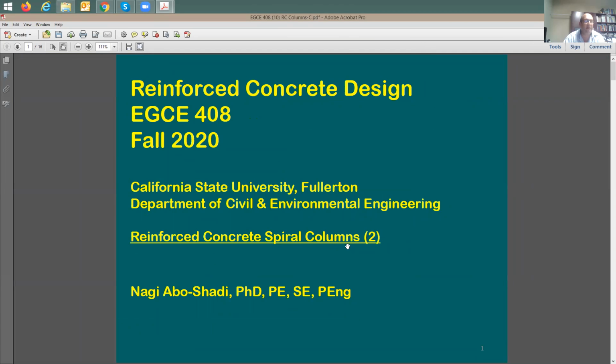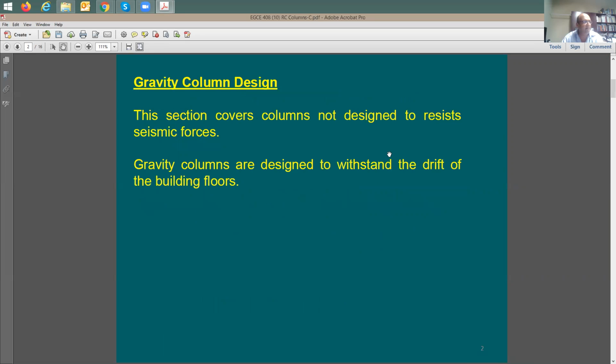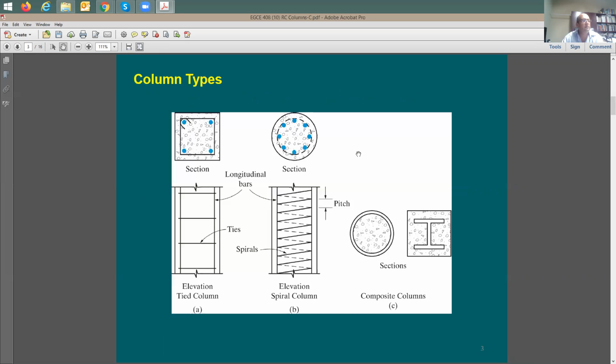Now we're going to be working with spiral columns. Let's see what is the big difference in analysis and design of a spiral column. Here's the spiral column that we're going to be working on now. As you see here for the spiral, you have lots of confinement. You remember this term, confinement? You're going to see it.